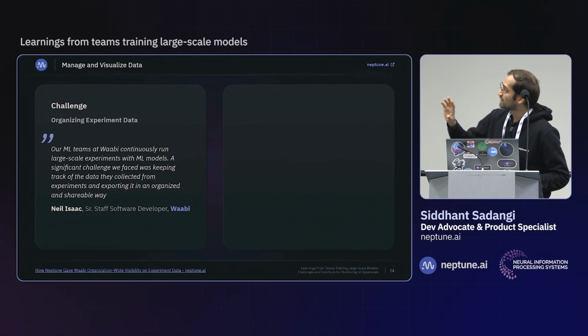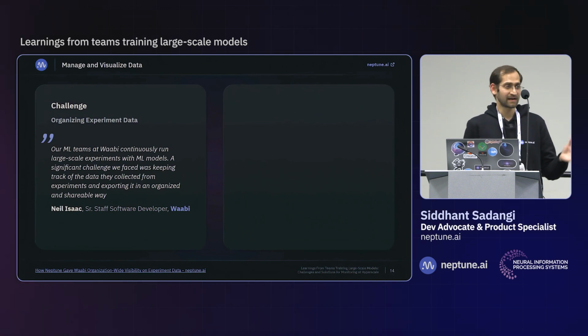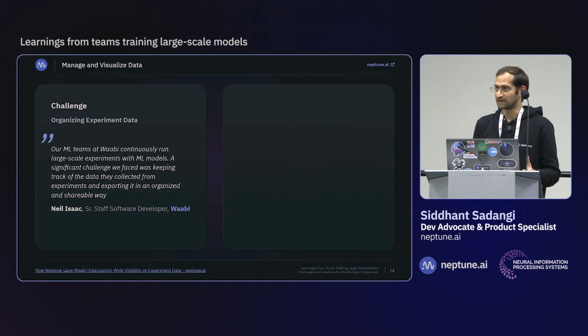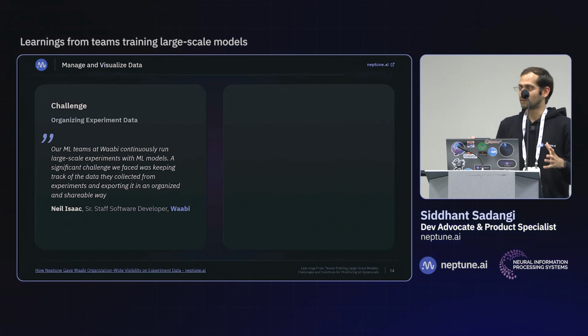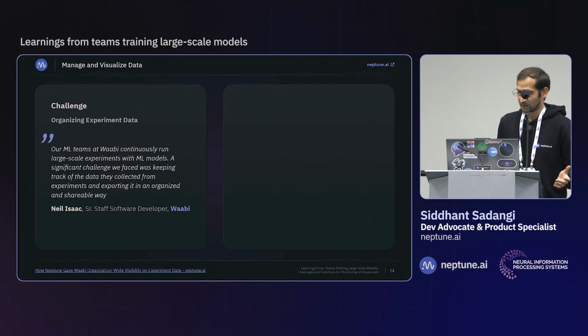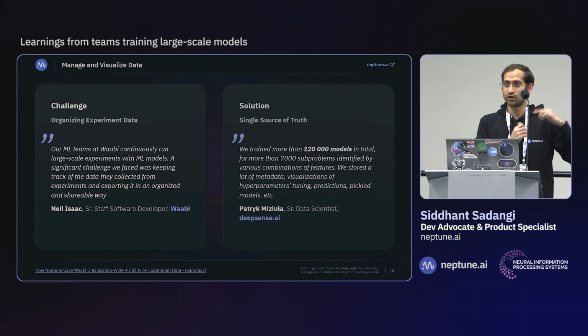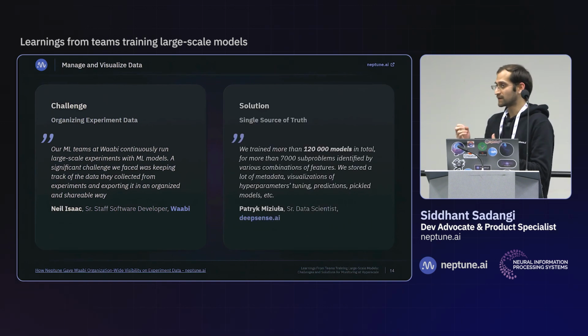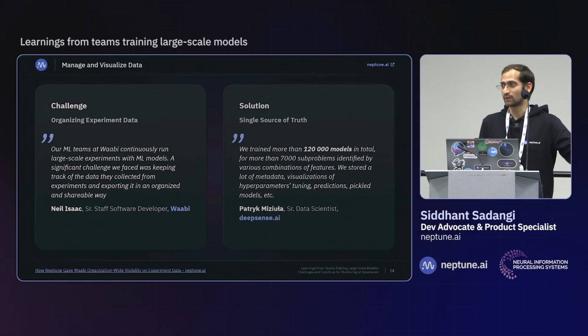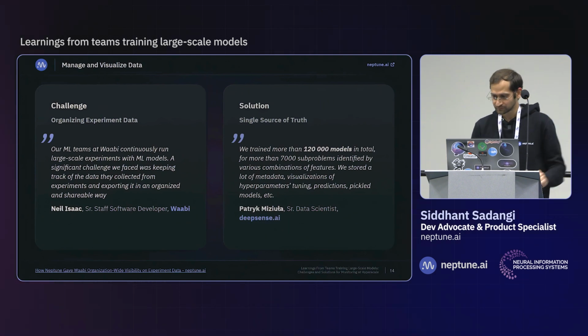Now, this problem of organizing experiment data is not limited to training at scale, but it's definitely amplified by it. When you're training at small scale, you can use tools like MLflow or TensorBoard to compare 10, 20 different experiments. But what do you do if you have to compare 200 experiments or 2,000 experiments? MLflow does not really scale that well. The solution, as discussed already, is a single source of truth that scales according to your experiments. So it does not really matter if you are logging 2 experiments or 20 or 2,000 or 20,000.